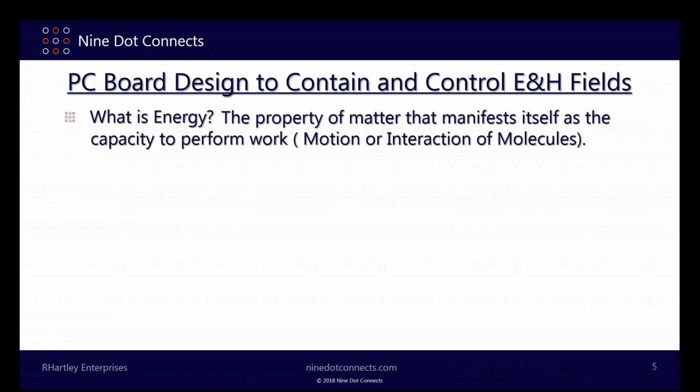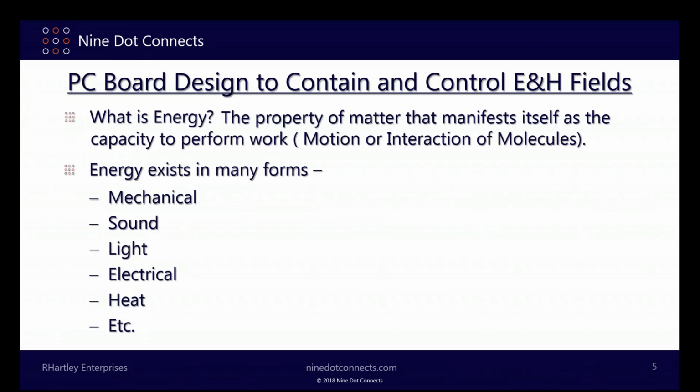The basic answer from a physics book is it's the property of matter that manifests itself as the capacity to perform work. It's basically the motion or interaction of molecules. Energy comes in many forms, as everybody here knows. You can have mechanical energy, which is energy in motion usually. You have sound energy, you have light, you have electrical energy, heat, and so on. And energy is never lost or destroyed, as most of you know. It simply can be converted from one form to another.